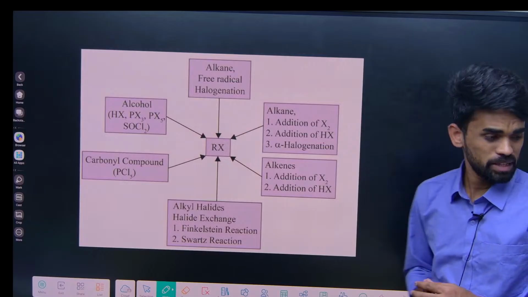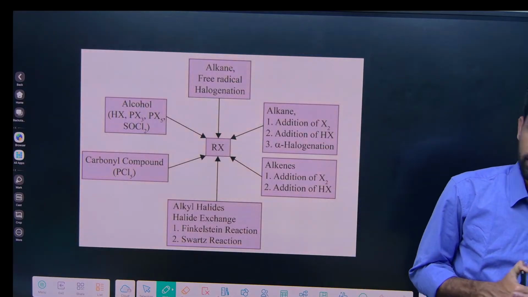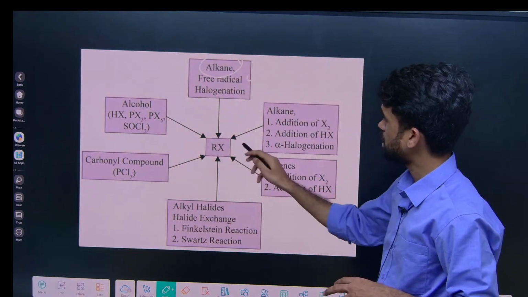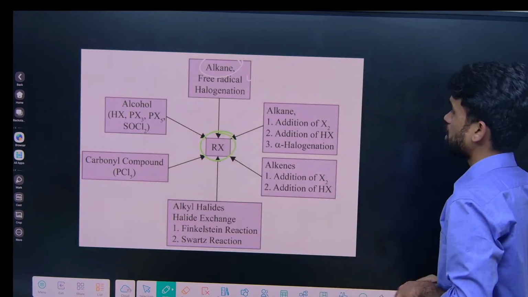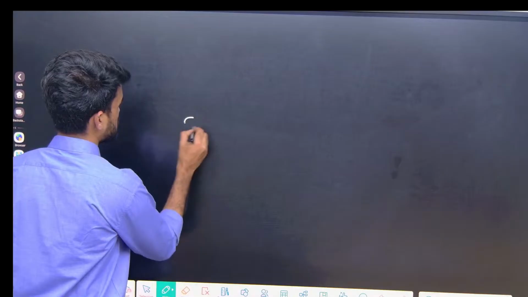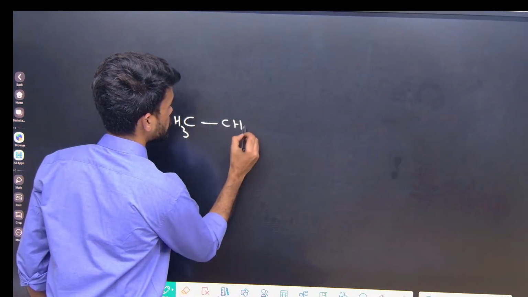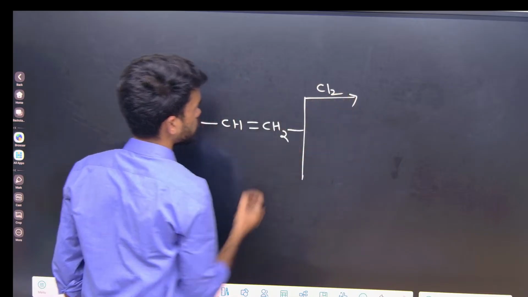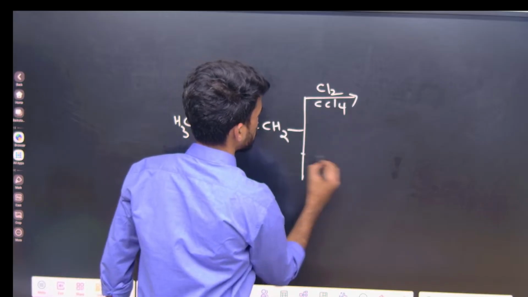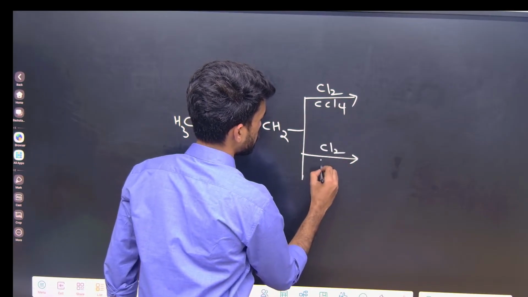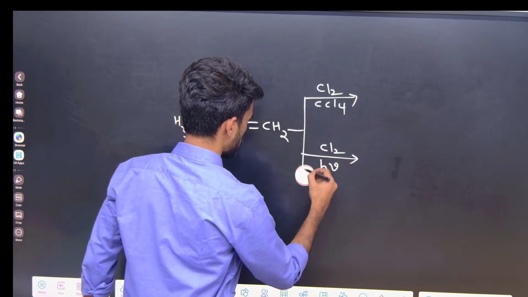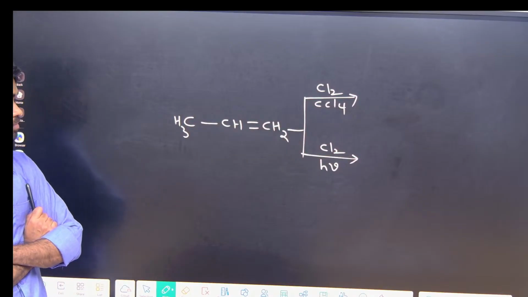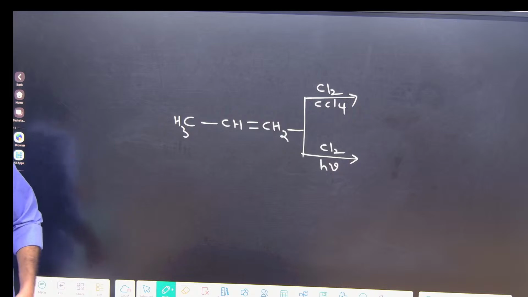Next. So what are the preparation methods we have followed till now? From alkanes we have followed free radical halogenation, and that is giving us alkyl halide. For example, here I will be giving you one exemplar question. CH3, CH, double bond CH2. To this I am asking you to add chlorine, Cl2 in CCl4. Then Cl2 in presence of hν. So tell me what happens. What are the products formed here?